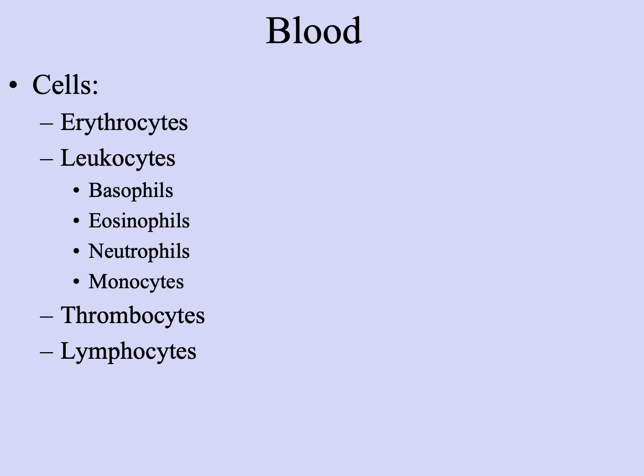So the last one we have to look at is blood. Blood is the principal fluid or liquid connective tissue in which we have distinct cells. We have erythrocytes, and then we have the leukocytes, and we have four predominant leukocytes. These are the basophils, eosinophils, neutrophils, monocytes. And then we have the thrombocytes, also known as the megakaryocytes or the platelets. And then finally we have the lymphocytes.